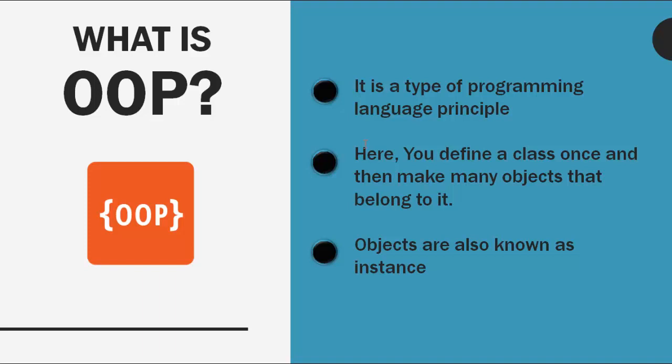So what is in OOP? We define a class and we make objects. That's why we can reuse this class anywhere. We can make an infinite number of objects. You can also say that an object is an instance of that class. So this is known as OOP. It is just a principle, not a programming language, and it will make our work very easy.